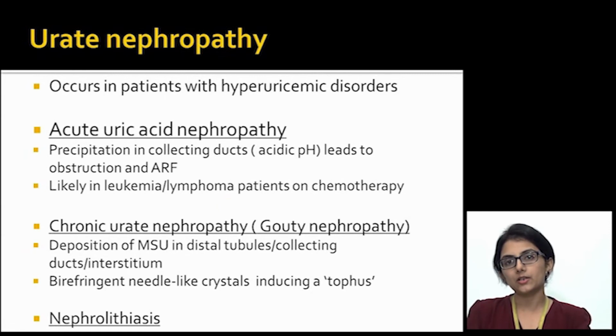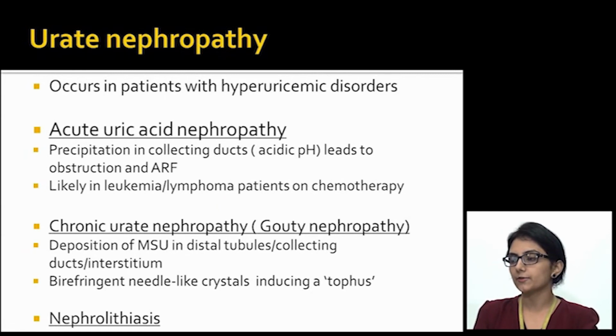Let's move on to some metabolic causes of tubulointerstitial nephritis. The first and very important cause is urate nephropathy, which will of course occur in patients with hyperuricemia. In acute uric acid nephropathy, there's precipitation of the uric acid in collecting ducts in the acidic pH, leading to obstruction and acute renal failure. And this is a common complication in patients of leukemia and lymphoma on chemotherapy, because these are rapidly proliferating tumors, and the chemotherapy causing extensive cell death causes release of large amounts of uric acid into the circulation.